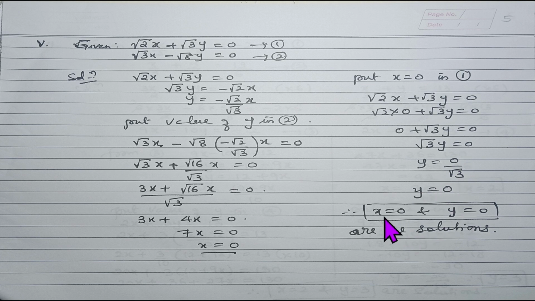So ultimately we get that x is equal to 0 and y is equal to 0 are the solutions of the given two equations. So it is a slightly atypical example where both the values of x and y are 0. So that means it is possible the values can be 0.